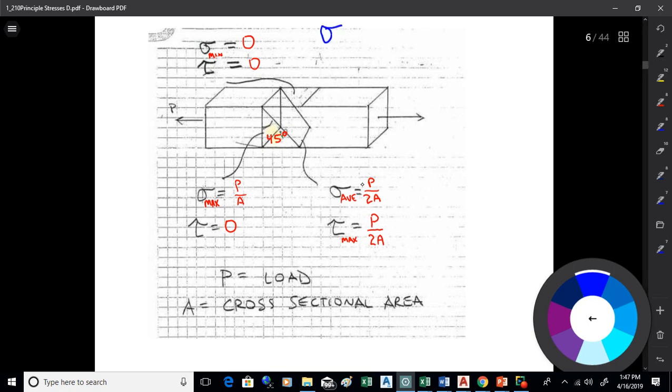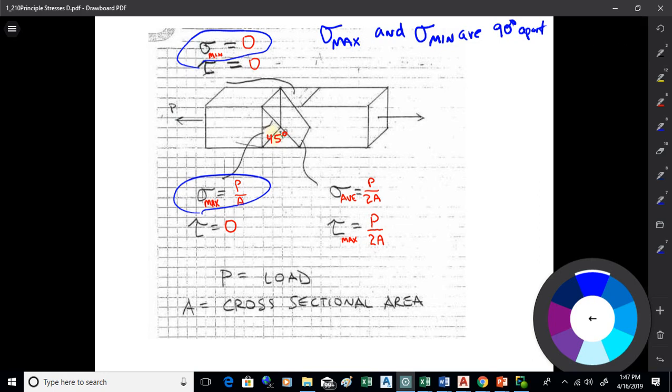So here's the sketch, and here are the conclusions that I can draw. Sigma max and sigma min are 90 degrees apart, okay? This is going to hold for biaxial too. Here's sigma max at the standard cross-sectional plane, and there's sigma min 90 degrees off of that. That kind of makes sense, right? There's an intuition, at least for me, for that statement, that the max and min normal stresses are 90 degrees apart.